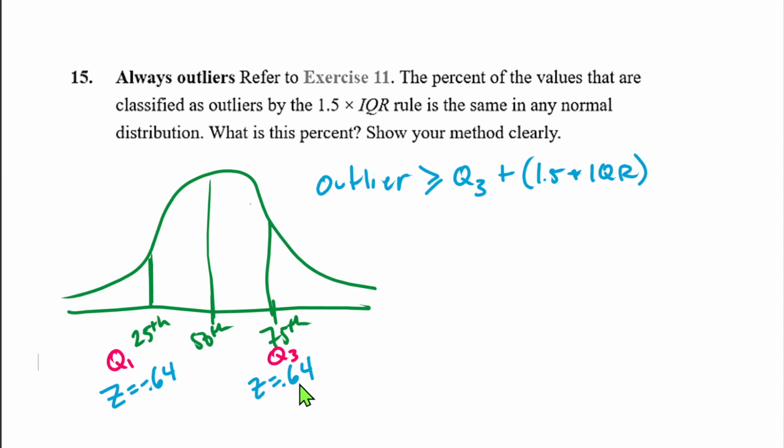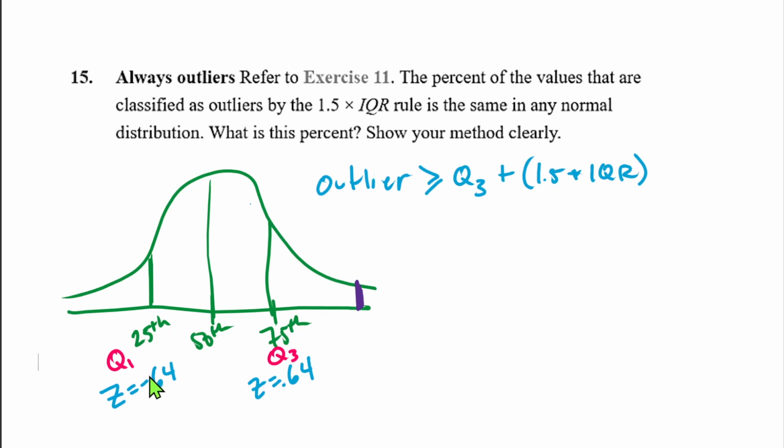So what we're really going to do is say, when you're at this boundary line for an outlier, it's probably going to be somewhere way up here, right? They're basically saying that's going to be Q3 plus 1.5 times the IQR. And they're asking, what percent of values are outliers? So we're going to have to creatively use the table and really apply our understanding.